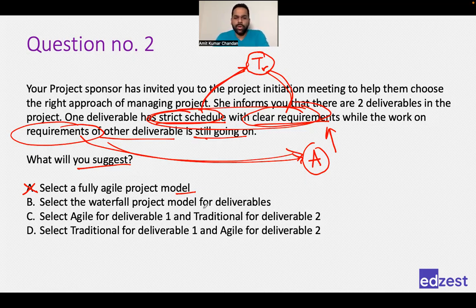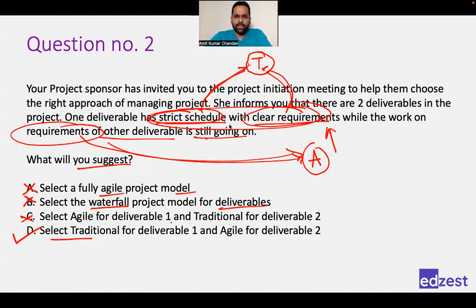Select the waterfall approach model for deliverables. No, neither agile nor waterfall. We have to find a mix. Select agile for deliverable 1 and traditional for deliverable 2. Actually, traditional for deliverable 1 and agile for 2. So D is better than C. Okay. All of you answered also correctly.